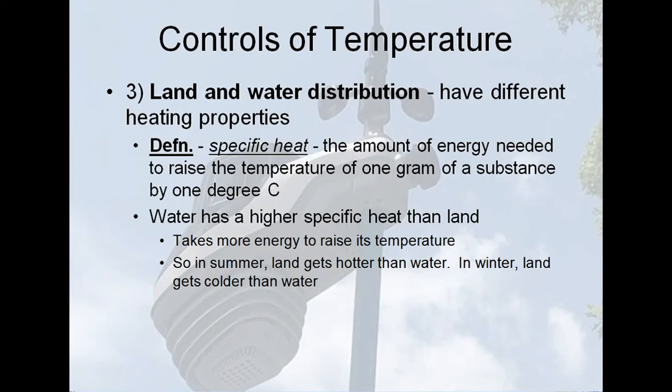and that is your sea breeze. Specific heat is the amount of energy needed to raise the temperature of 1 gram of a substance by 1 degree Celsius. That is the definition of specific heat. So water has a higher specific heat than land. It takes more energy to raise its temperature, and so in the summer, land gets hotter than water, and in the winter, land gets colder than water.